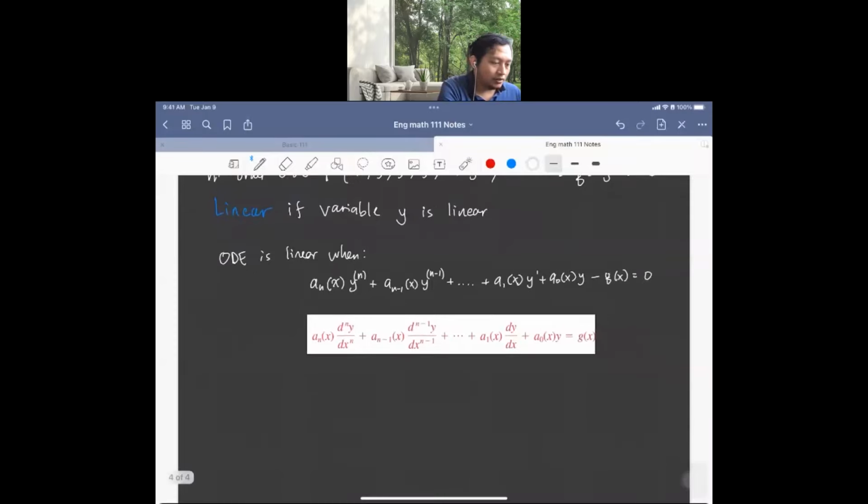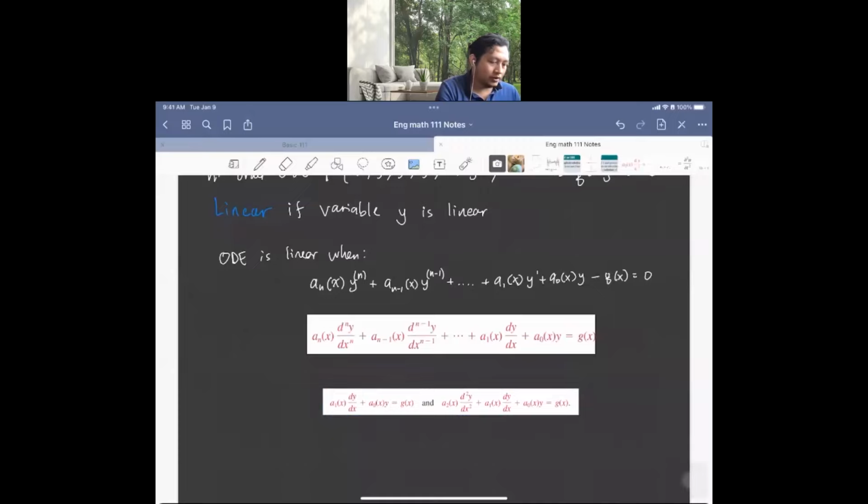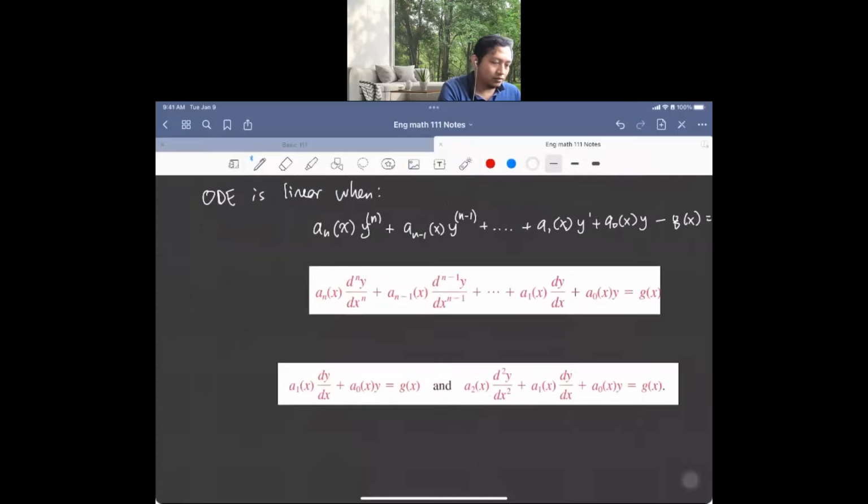And if we have the first order and the second order, we can also write its linearity. This is for when n is equal to 1, the linear first order. And this part is when n is equal to 2, the linear second order.